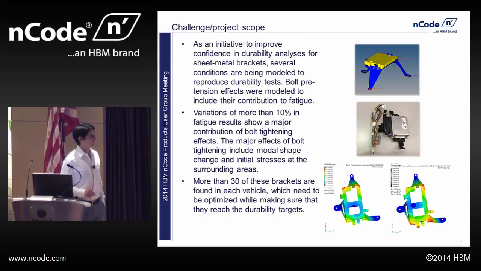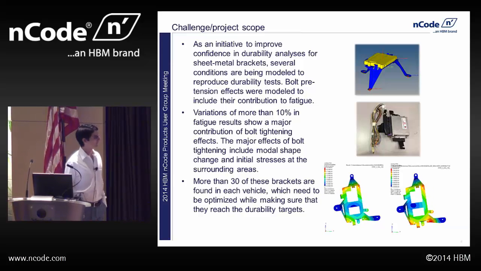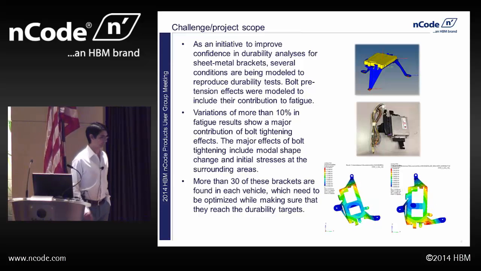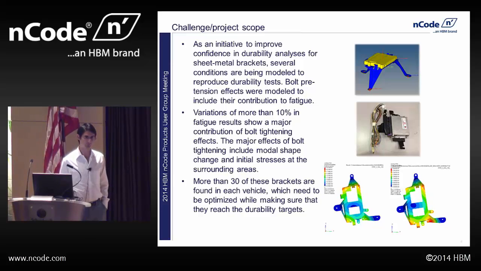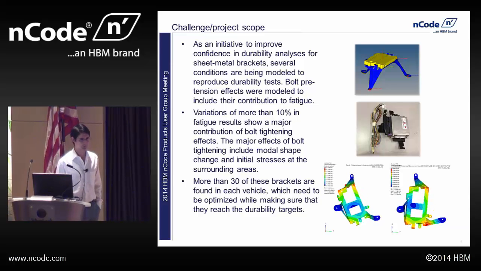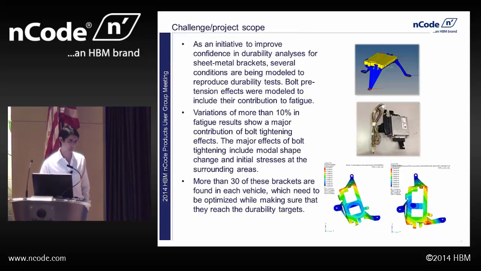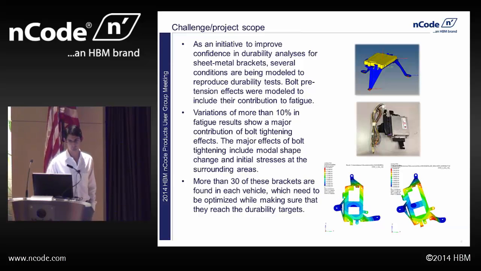So we had an initiative to improve the durability analysis for these components because, as you know, durability is one of the CAE analyses that gets the worst correlation, or the hardest correlation, with physical testing. And we're trying to reduce the physical testing to the point that we can validate the parts only with CAE tools. So this applies, in this case, for electronic module brackets. In this kind of analysis, you can find variations of more than 10% in fatigue results as an effect of bolt tightening. And we have a major opportunity to analyze and improve the process because we have more than 30 of these brackets in each vehicle that hold electronic and electric modules, such as the PCMs and ECUs.